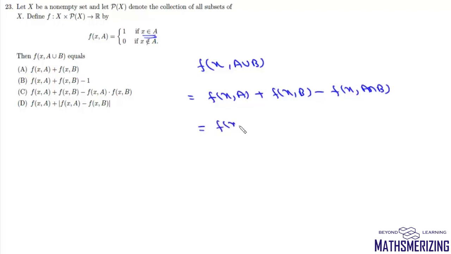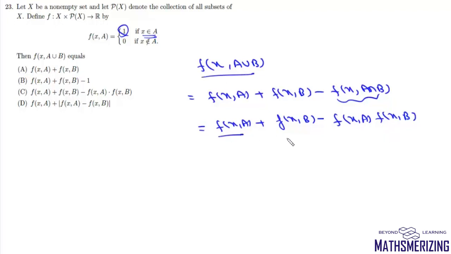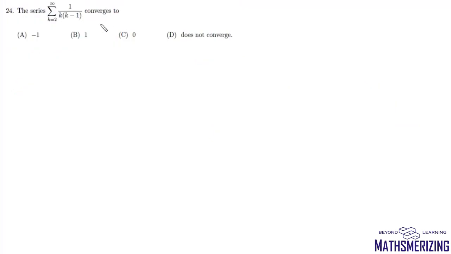So it will be simply F(x, A) plus F(x, B). Now we need to subtract the case when x is present in both A and B. When x is present in both A and B, we can write this as simply F(x, A) into F(x, B). If x is present in both A and B, then this value will be simply 1. And if it is not present in both, then this expression will always be 0. So that means F(x, A union B) will be F(x, A) plus F(x, B) minus F(x, A) into F(x, B), and that's your option number C. Now question number 24 is, the series converges to which expression?